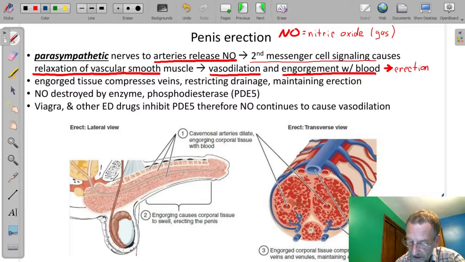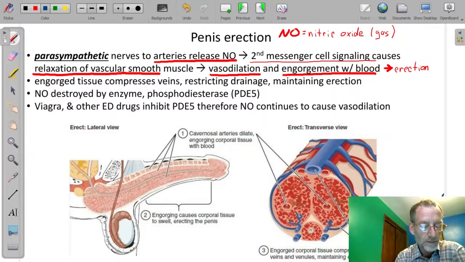So the nitric oxide vasodilates the arteries, the penis becomes engorged with blood, it becomes erect, and in that erect form, it compresses the veins of the penis, these sort of superficial veins. Those are compressed and the blood can't flow out, so it's sort of locked in the penis, and that maintains the erection.